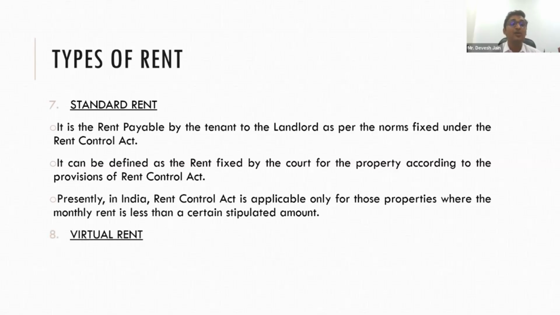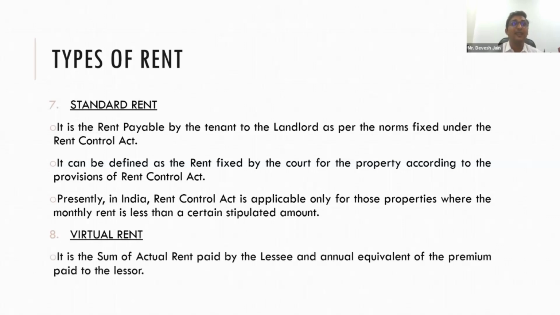Virtual rent. So what is virtual rent? Whenever somebody gives the property, he takes a deposit from the person, right? So if the deposit is kept in the bank account, that will receive some interest. So the deposit plus the interest is known as the virtual rent. It is the sum of actual rent paid by the lessee and the annual equivalent. Annual equivalent is the interest received on the money kept in the bank. Annual equivalent of the premium paid to the lessor.